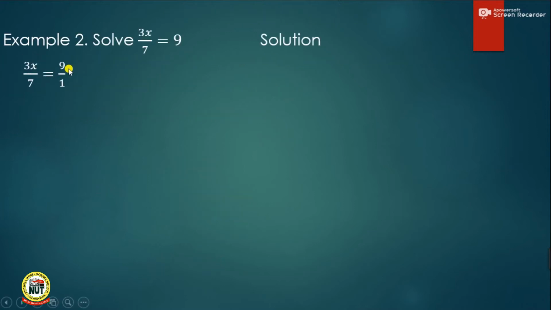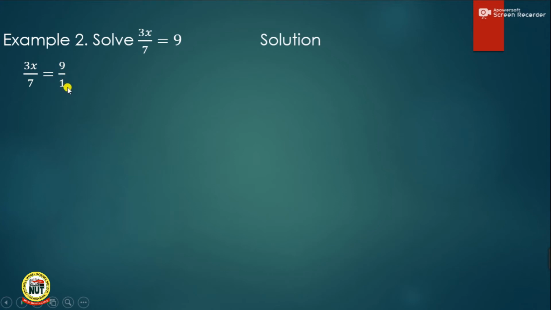Example number 2. We are asked to solve 3x all over 7 is equal to 9. Solution. Like we did the previous example, we shall be writing this 9 in a fraction form. And remember, I said that any number divided by 1 is what? Good. Any number divided by 1 is that number. Therefore, 9 divided by 1 is still the same thing as 9. So this 9 still maintains its size. Therefore, 3x all over 7 is equal to 9 all over 1.